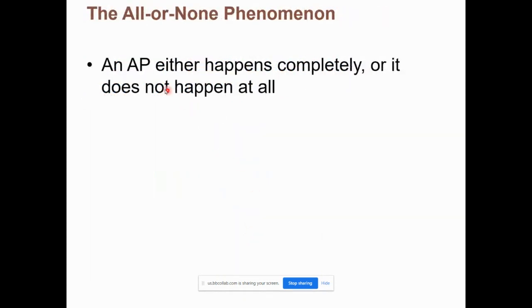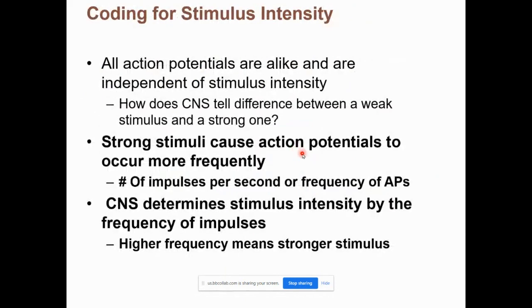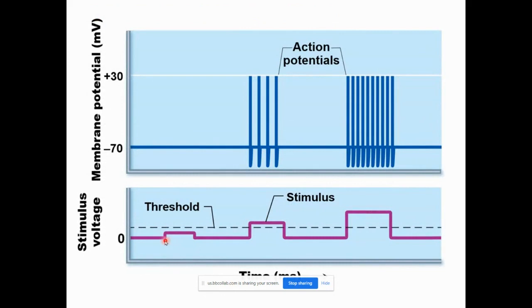Okay. This is just saying an action potential either happens completely or not at all. It's all or nothing. So if an action potential is always the same, it either happens or it doesn't, one way for our brain to know that the stimulus is more intense is by just firing more action potentials. So that's a real important point. I'll show you a picture of this, right?